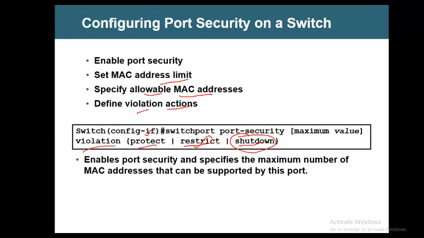In the restrict mode, you also have a log. In the protect mode, you just protect it. You ignore the fourth packet and protect. In the restrict mode, you not only protect, you also have a log. You also have a proof to say what is causing this. Who is causing this? Or which MAC address is an attacker?